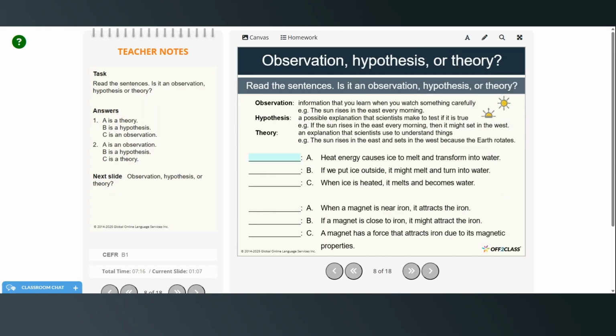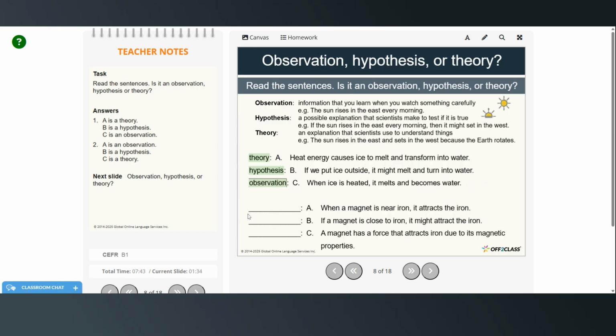All right, so here, heat causes ice to melt and transform into water. That's a theory. If we put ice outside, it might melt and turn into water. That's a hypothesis. And when ice is heated, it melts and becomes water. That is an observation.